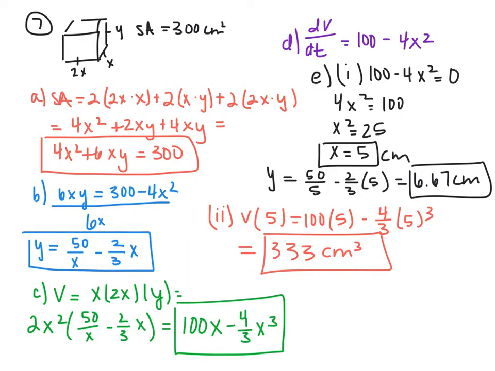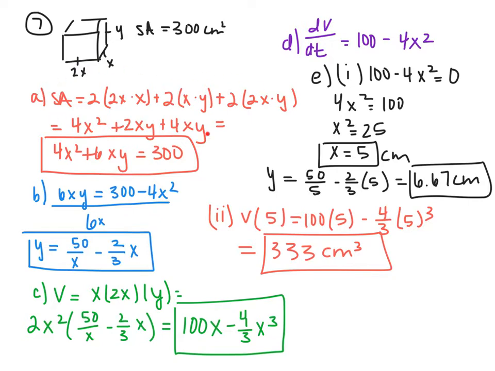Number 7 gives us that a closed rectangular box has a height of y centimeters, a width of x, and a length that's twice its width, so 2x, and that the surface area of the box is 300 square centimeters. Part A wants us to show that 4x squared plus 6xy is equal to 300.